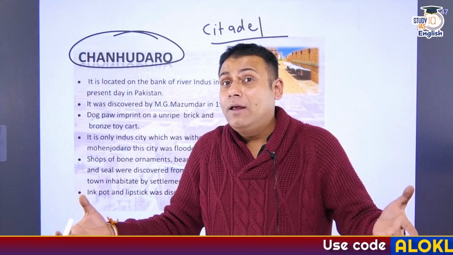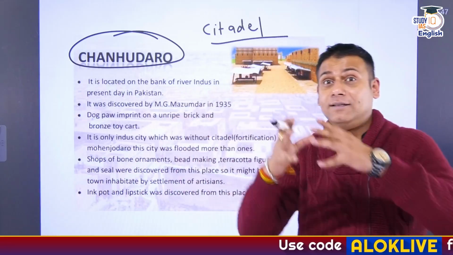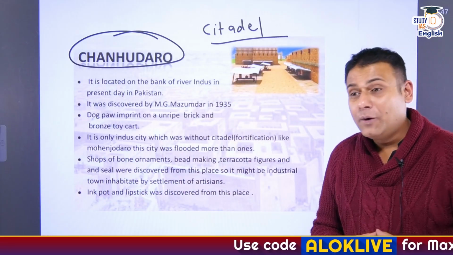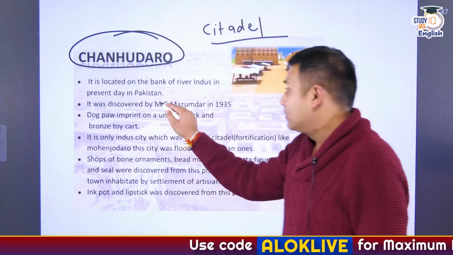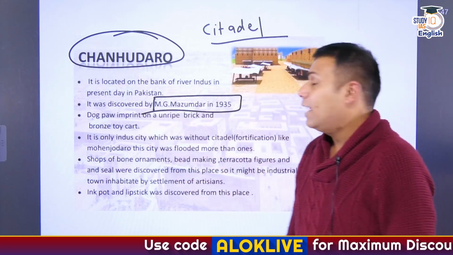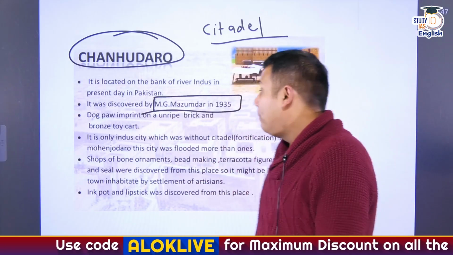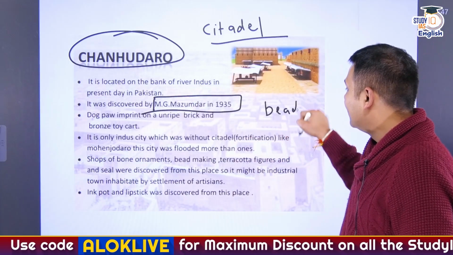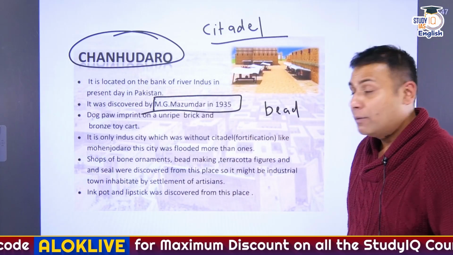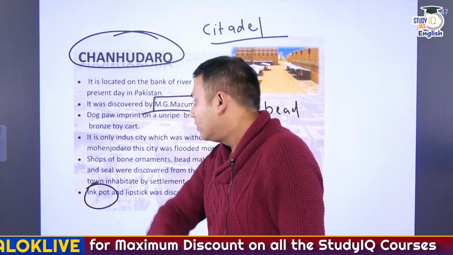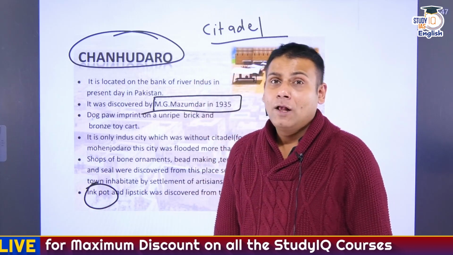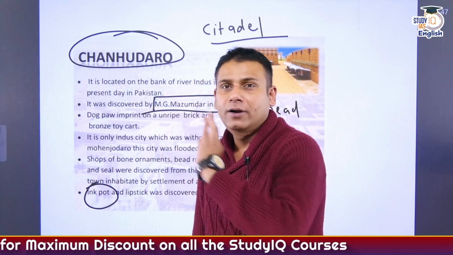This city probably might have been destroyed by floods. Apart from this, the city was discovered by M.G. Majumdar in 1935. It might be an industrial town. Why? Bead making shops have been found at this site. Apart from this, an ink pot has been observed at this site. So probably it might be an industrial town.